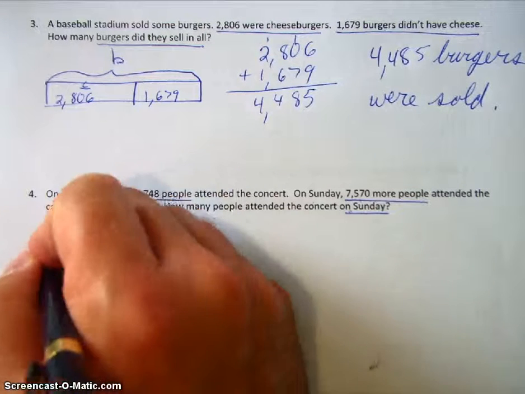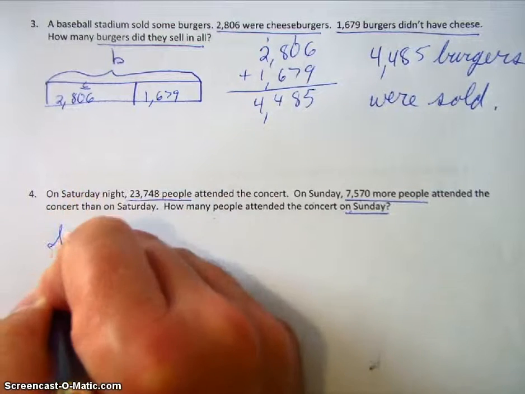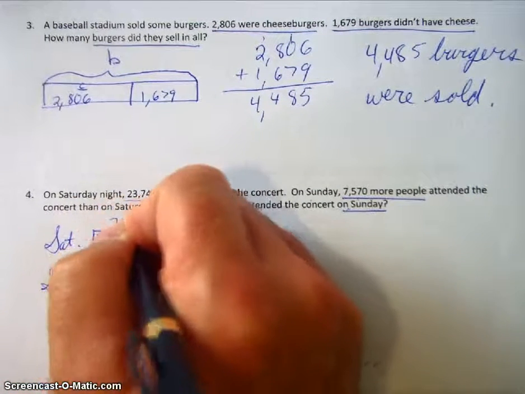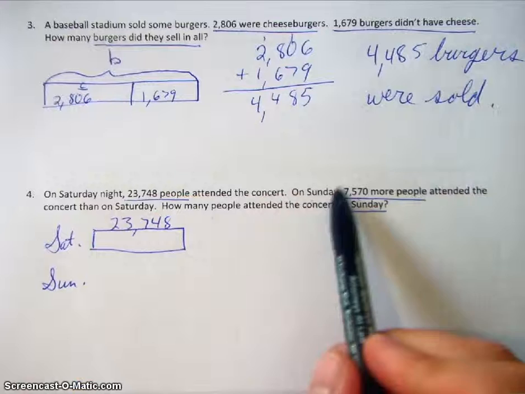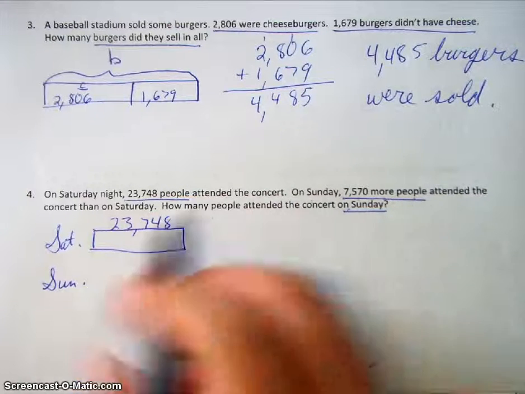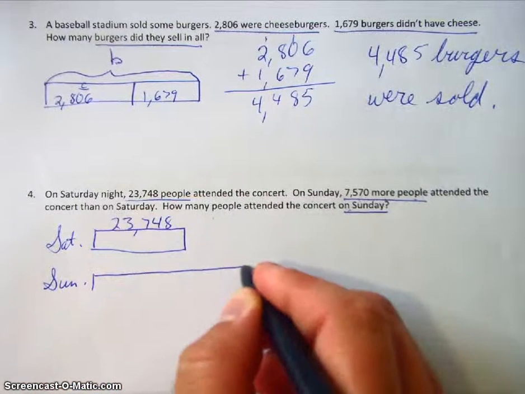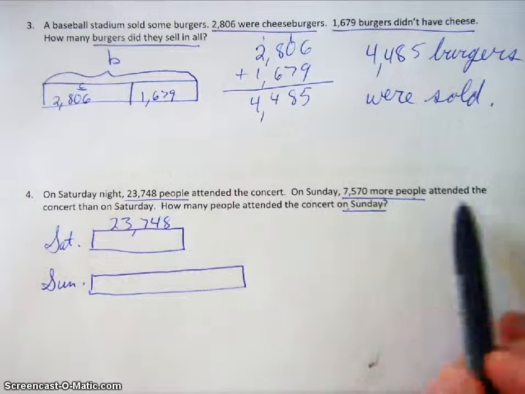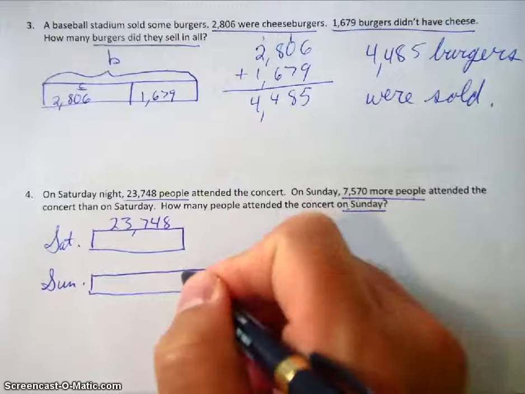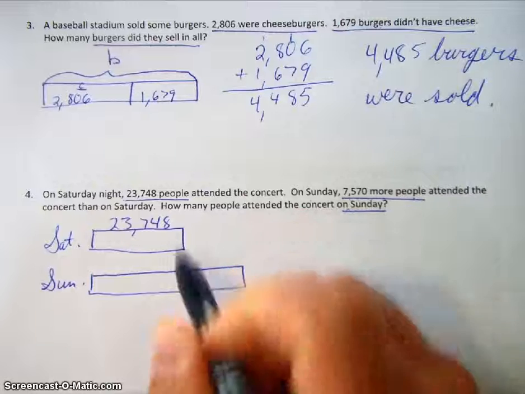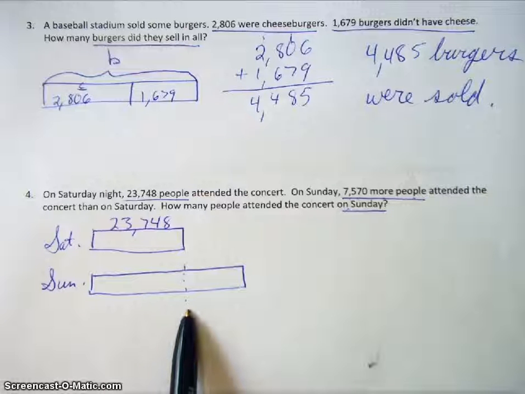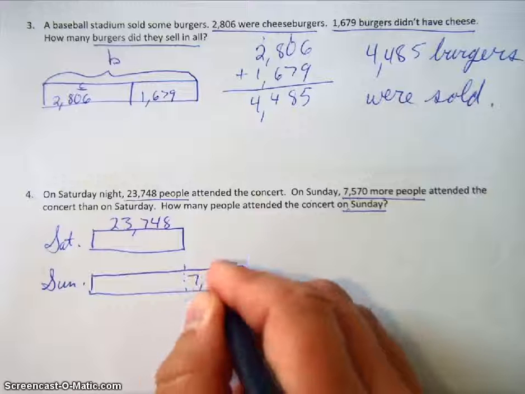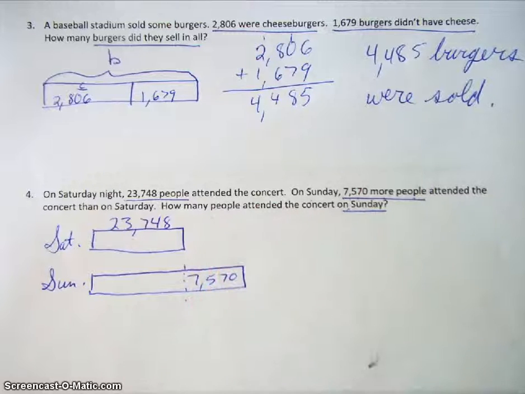Okay. So we have our 2 days here. We have Saturday and Sunday. Okay, and we have an amount for Saturday. Now Sunday had more people than Saturday, so we're going to make a bar that's a little bit longer. Okay. Now we can see exactly how much more. So that means we take the level from Saturday, and the amount past that equals 7,570.